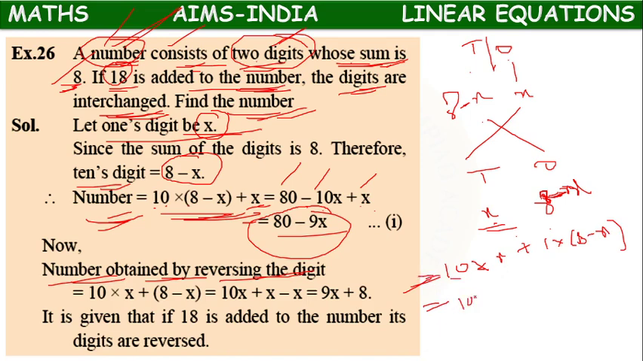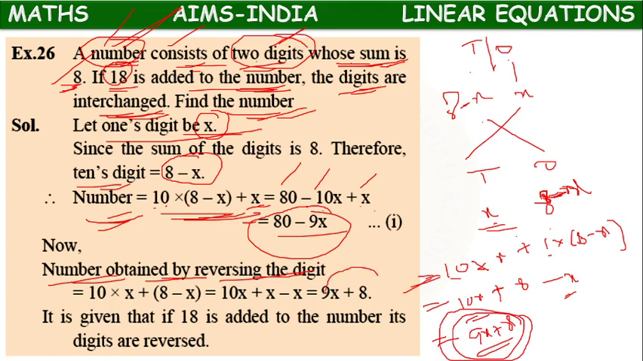10 into x is 10x, plus 1 into 8 is 8, minus 1 into x, x. So 10x minus x is 9x plus 8. Means by reversing the digits we are getting 9x plus 8. But what have they told? It is given that if 18 is added to the number, the digits are interchanged. Means for the given number, if 18 is added, the digits will get reversed.